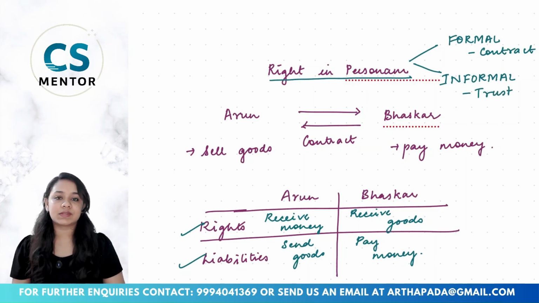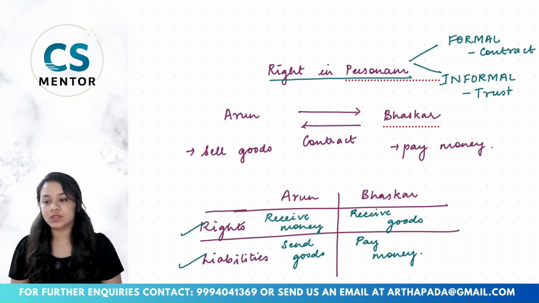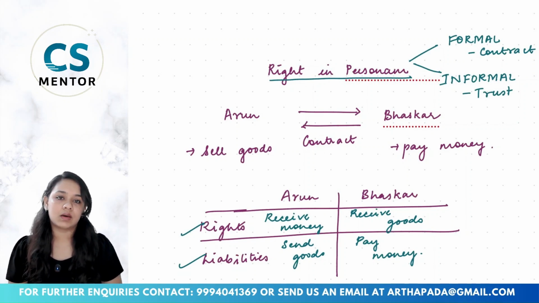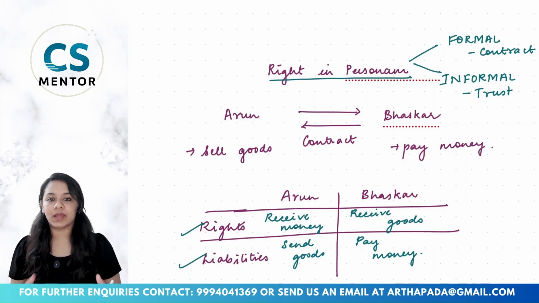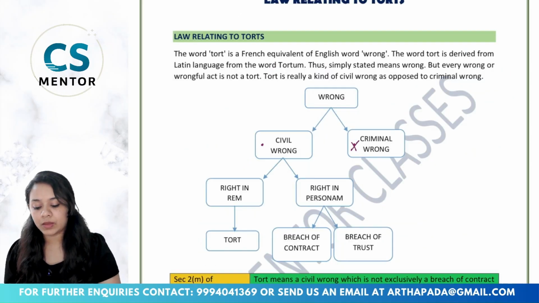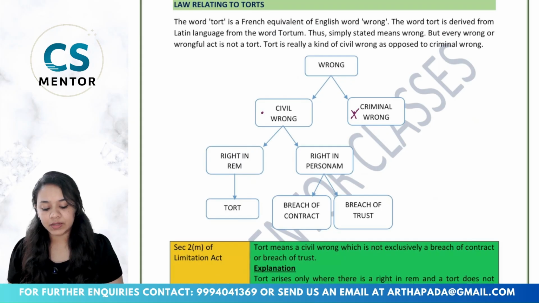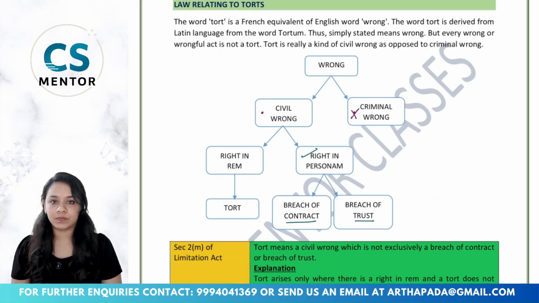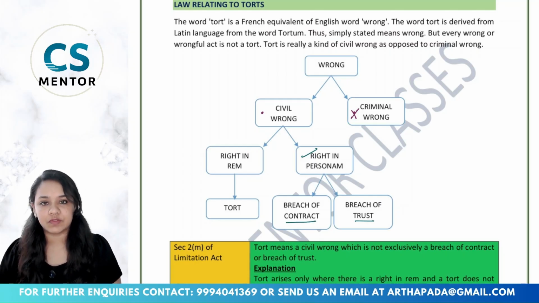Like if Arun and Bhaskar were friends, and then Arun would trust Bhaskar and send the goods, and Bhaskar would trust Arun to receive the goods. So either way, there is some kind of a right or liability being created over here. And this, my friends, is only the right in personam. So, as you can see, the right in personam consists of either a contract or a trust. This is what we need to understand first.